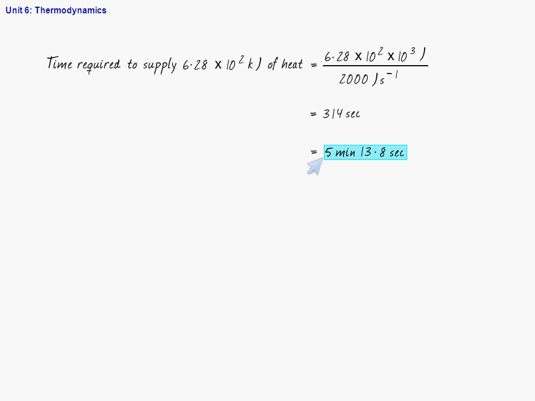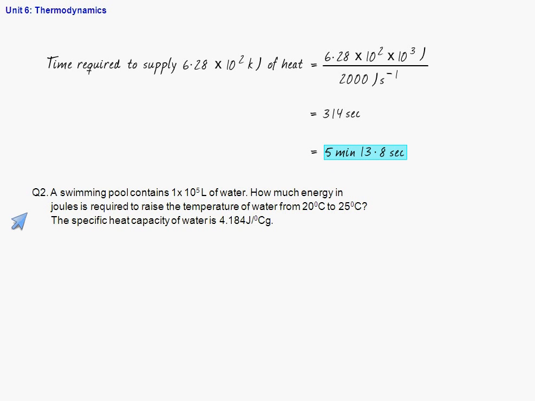Now question number 2, numerical 2. Question number 2 is: a swimming pool contains 1 into 10 to the power 5 liter of water. How much energy in joules is required to raise the temperature of water from 20 degrees Celsius to 25 degrees Celsius? The specific heat of water is 4.184 joule per degree Celsius per gram. Okay, now let us discuss the solution.